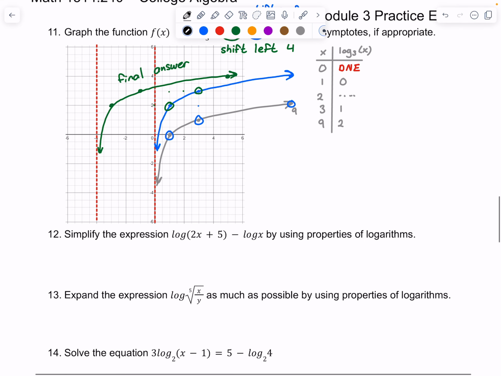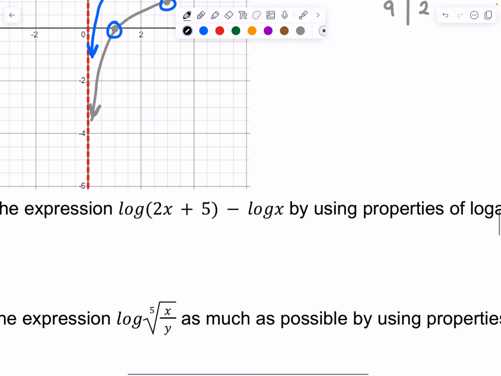All right, number 12, it says simplify this expression, log base 10, it's not written, but it's base 10, of 2x plus 5 minus log of x. And you may remember that when two logarithms are subtracted, their arguments are divided. So you can combine it into a single logarithm with 2x plus 5 divided by x.